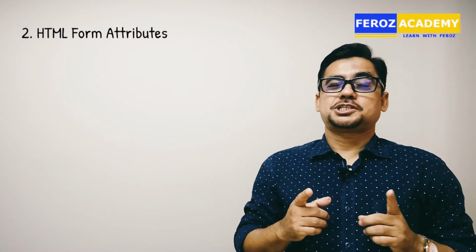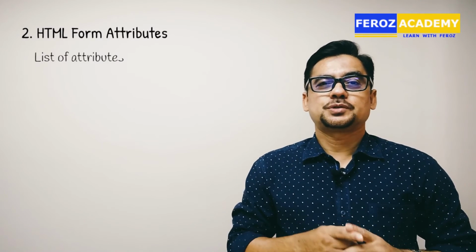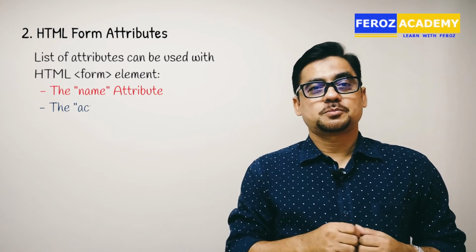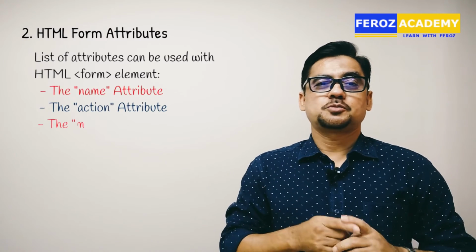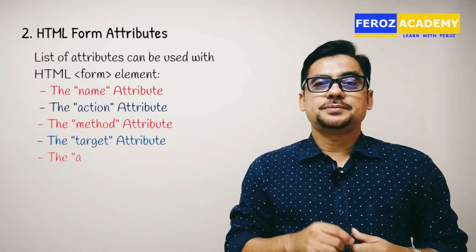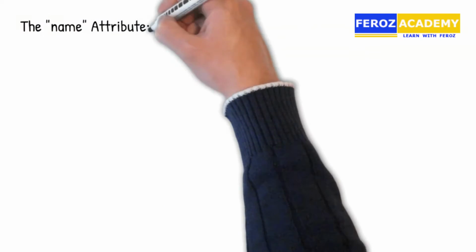There are a number of HTML attributes that can be used with the HTML form element, like the name attribute, the action attribute, the method attribute, the target attribute, and the autocomplete attribute. Let's discuss each of these attributes in detail.